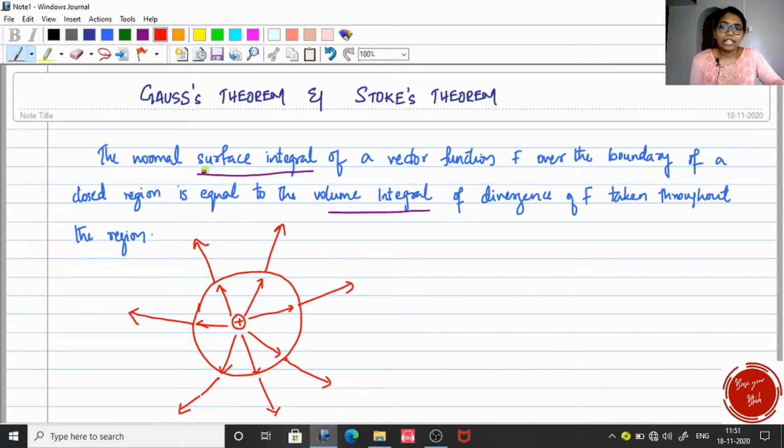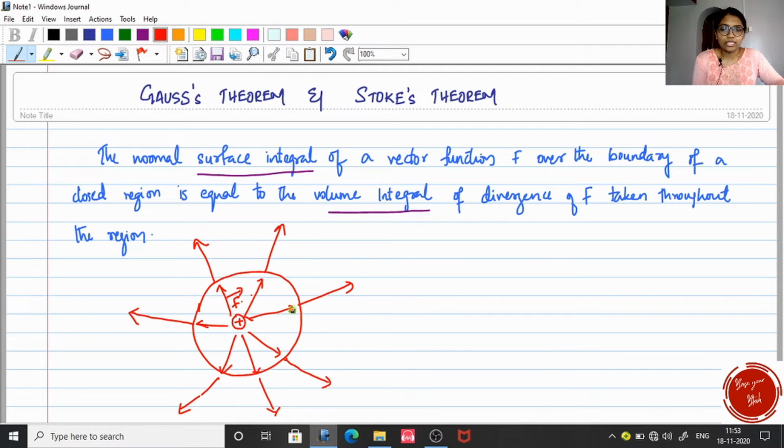Let us connect this statement with the help of this figure. Please consider this figure as a 3D one. That means you have to consider that the electric flux is emerging out of your screen too. Anyway, let's connect the statement and the figure here. That is the normal surface integral of a vector function f. So let this electric flux be a vector function f. So the normal surface integral of that f over the boundary of a closed region.